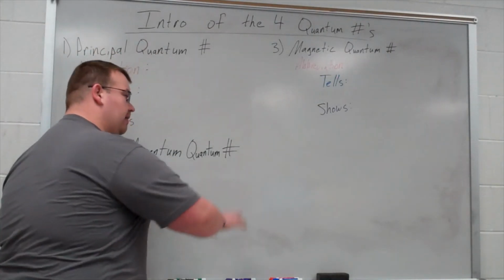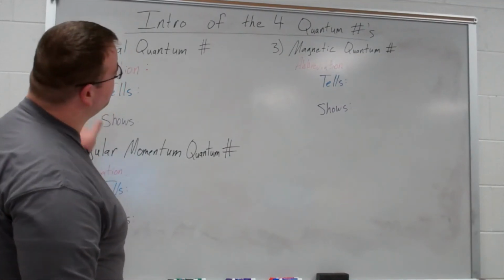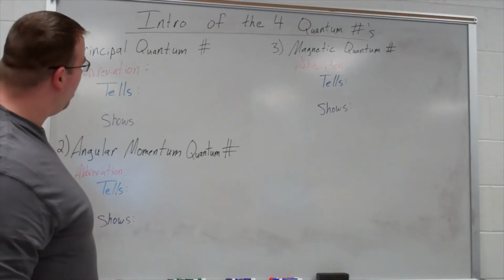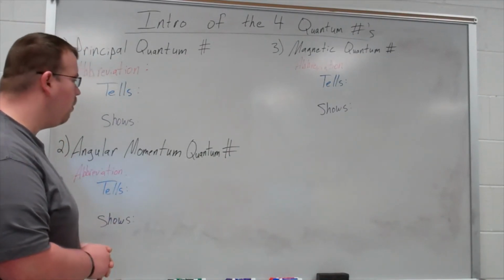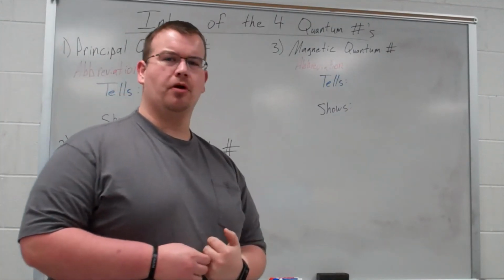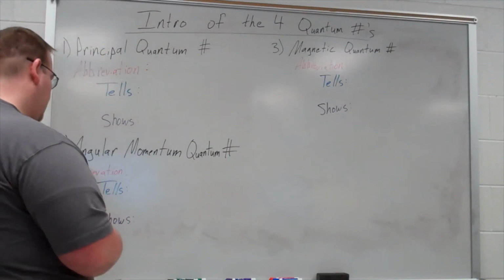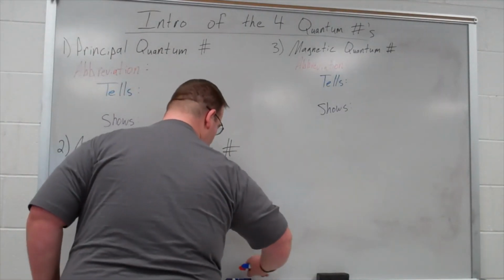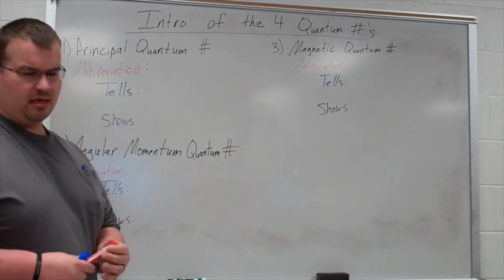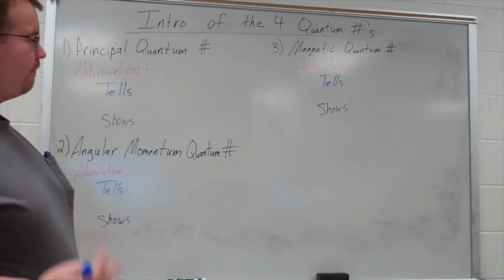I will talk about the spin quantum number a little bit, but these are the 3 that come from Schrodinger's equation. First we have the principal quantum number, then the angular momentum quantum number, and third and last the magnetic quantum number, and those are the 3 that come from Schrodinger's equation. So what I want to do is talk to you about these and show you what information you can actually gain from them.